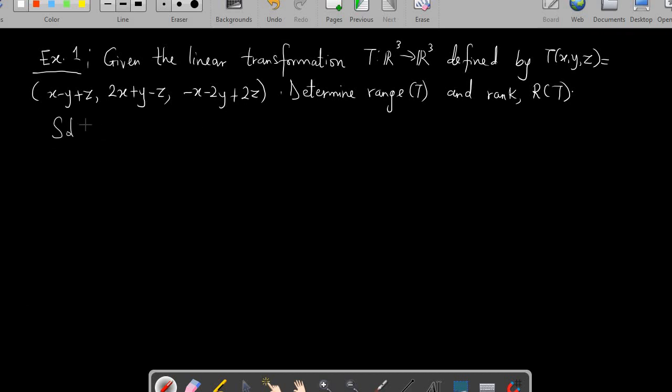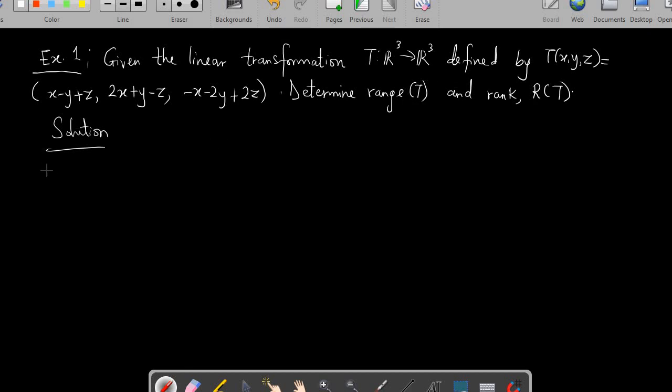Now look at this example. We're given a linear transformation mapped from R3 to R3, defined by this equation. Look at your map definition: R3 to R3. So your vector spaces here are the three-dimensional coordinate system, and we have to determine the range of T and the rank of T. If you have found your range, you have found your rank, because rank, like we discussed in the previous video, is the dimension of your range, right?